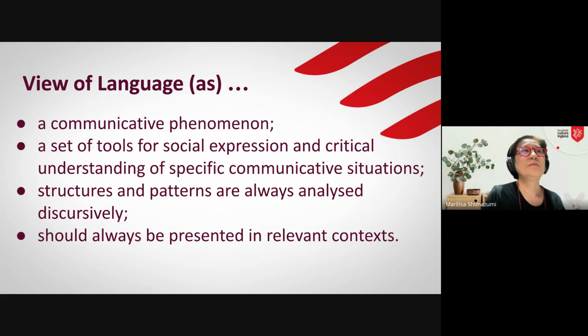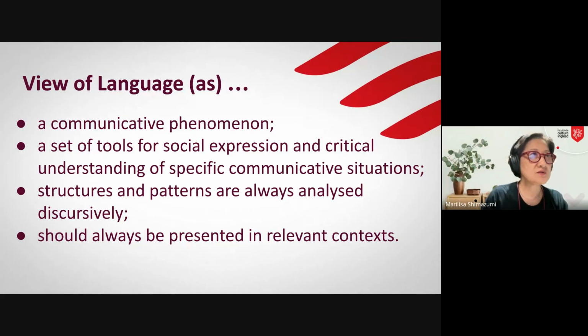So language is seen as a communicative phenomenon. Language is also a set of tools for people to express themselves socially, to interact. Sorry, there is a very busy, very loud motorcycle coming. And so it's a set of tools for social expression and critical understanding of specific communicative situations.